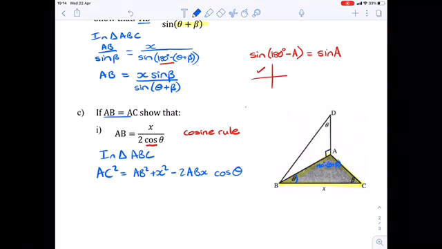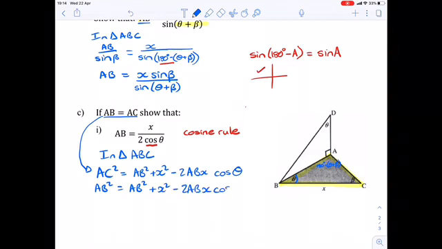We can see now that we've got AC squared is equal to AB squared plus x squared minus 2ABx cos theta. But remember, they've told us in this question that AB is equal to AC. So I can take that and substitute it in here, and I get AB squared is equal to AB squared plus x squared. And now we have to get AB on its own. So I'll start off by moving those two terms over to the left, and you notice that the AB squareds cancel out to give 0.